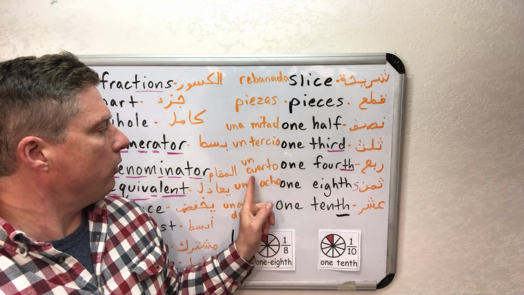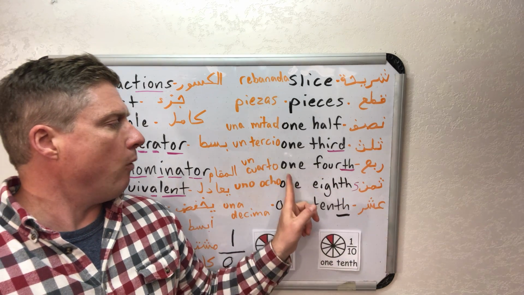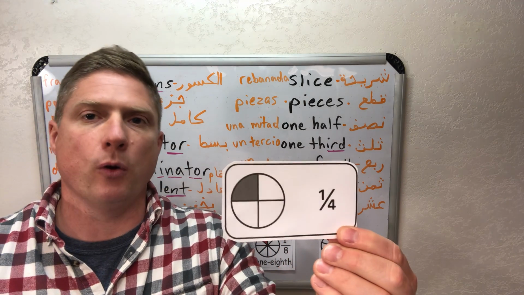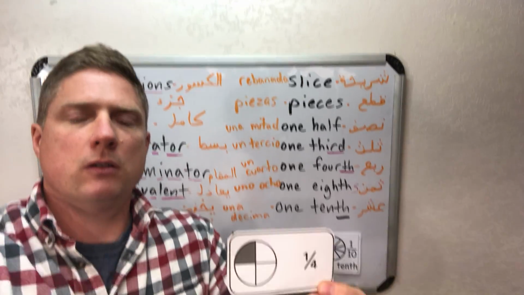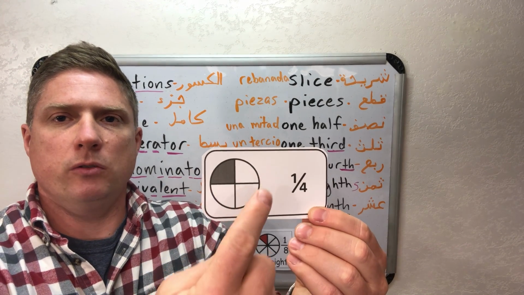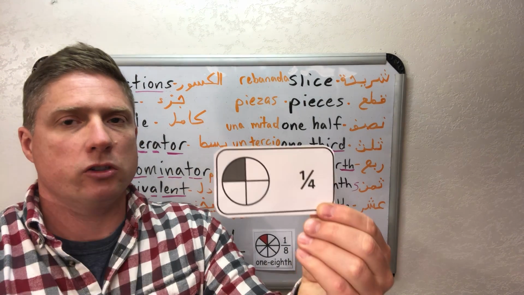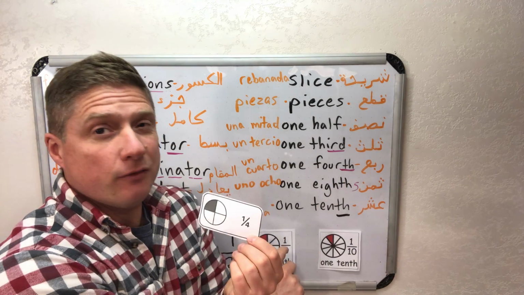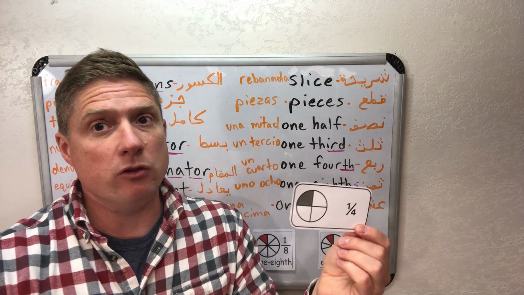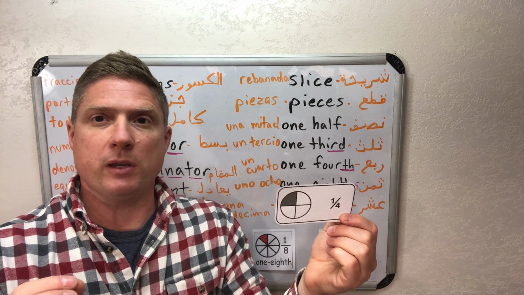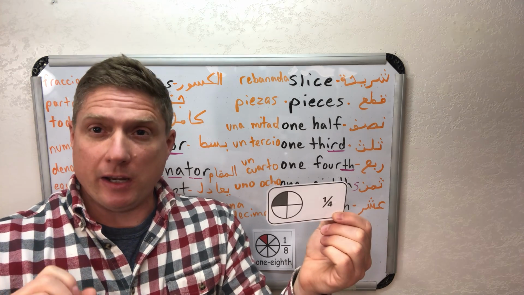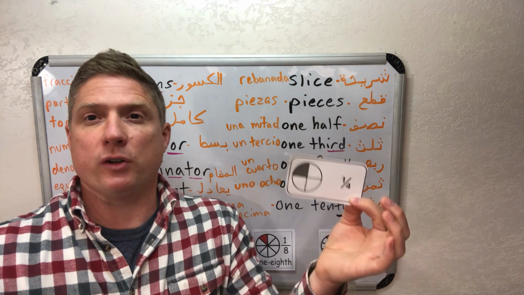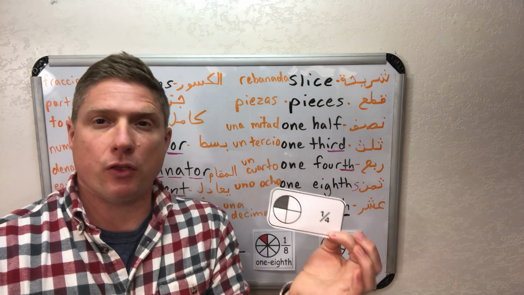Next, un cuarto or ruba, 1/4. Here we go. 1/4. 4 pieces, 1, 2, 3, 4, and we have 1. So we have 1/4 with the TH sound at the end, 4th. That's how we do fractions. That's how we do days of the week, or I'm sorry, dates, tarikh, right? We can say today is the 20th, for example, or yesterday was the 19th. That's how.